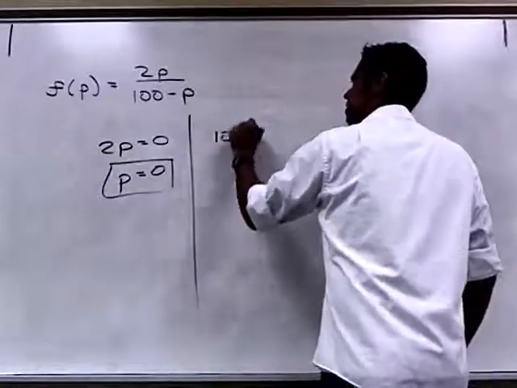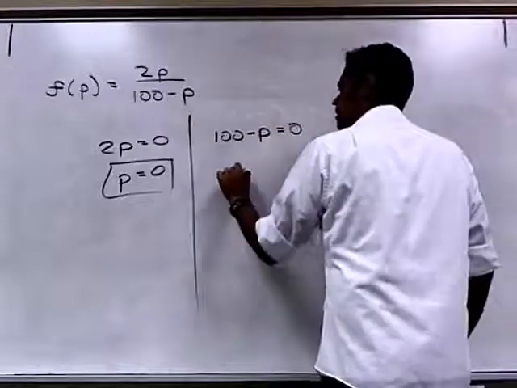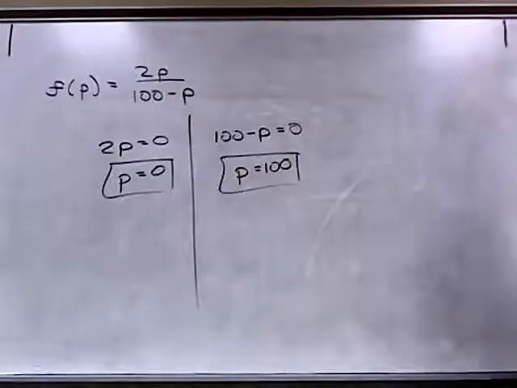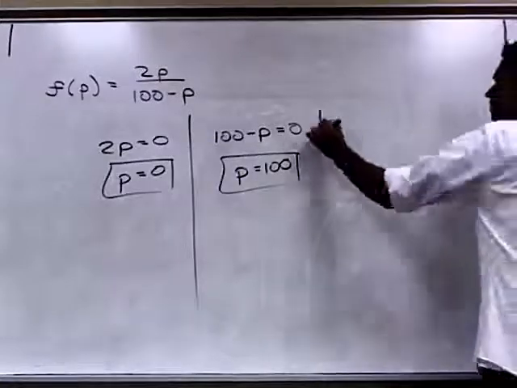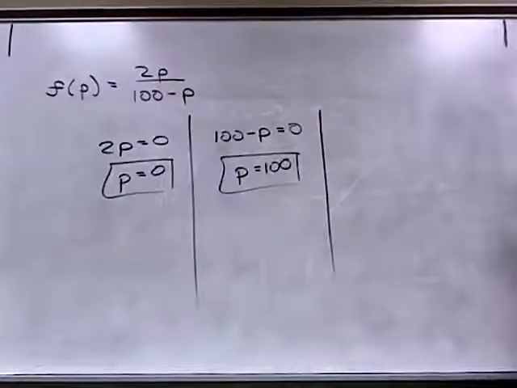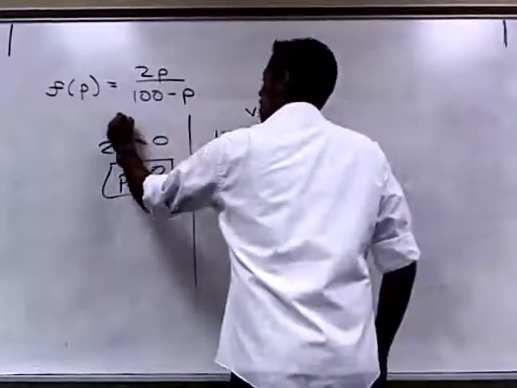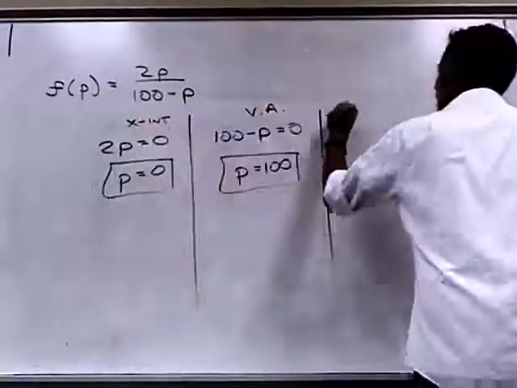Set the bottom equal to 0. That means p is 100. That's your vertical asymptote. Next thing, I might be going a little bit out of order here. This is your vertical asymptote. These are your x-intercepts. How about your horizontal asymptote?